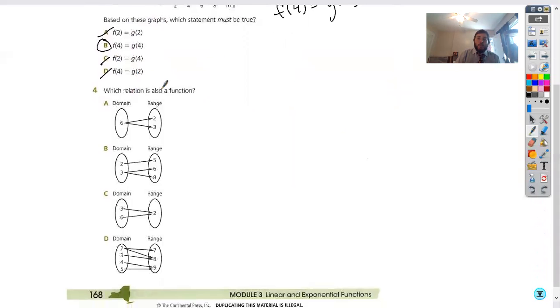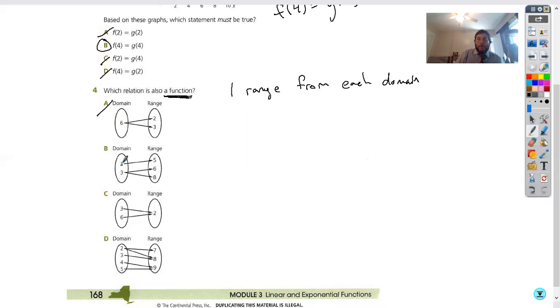Number 4 here says, which relation is also a function? So remember, a function means one range from each domain, right? You can only have one range from each domain. So if you have two lines coming off of a domain, not a function. So the first one is not a function.